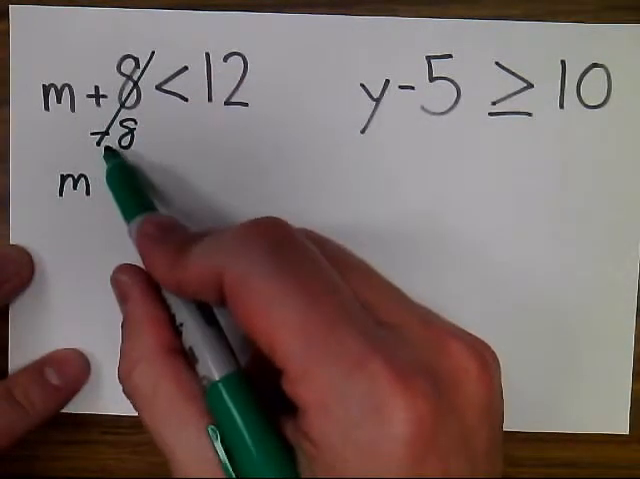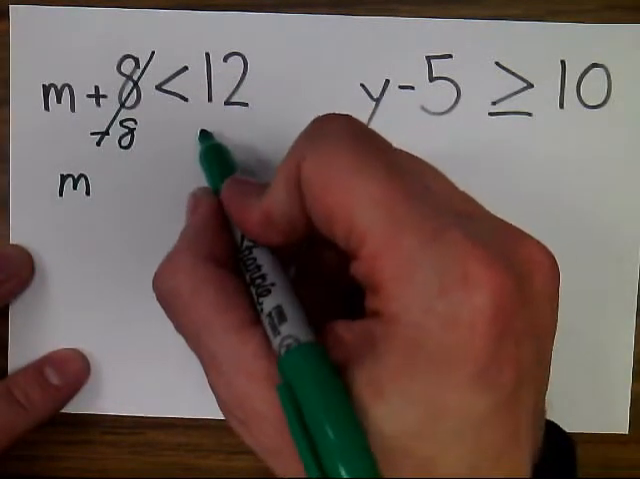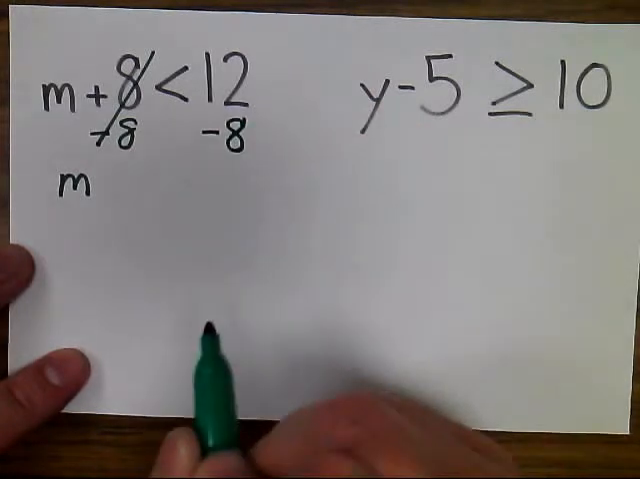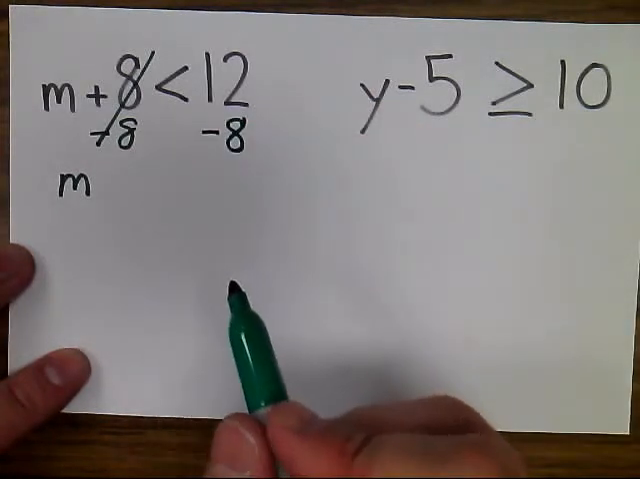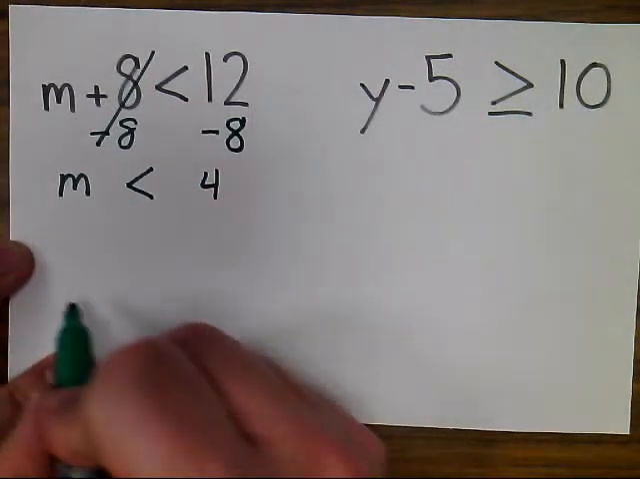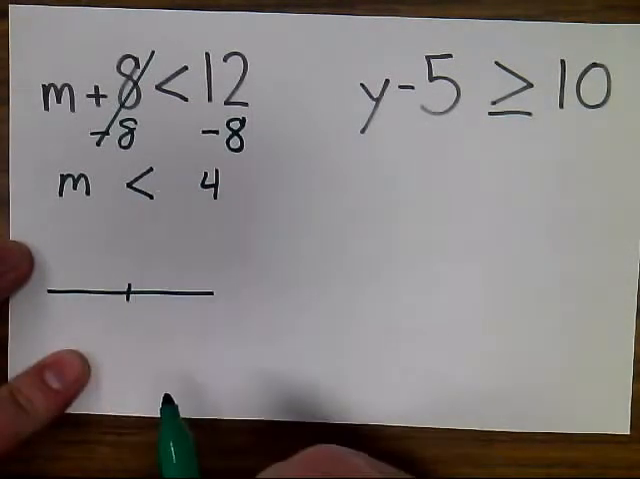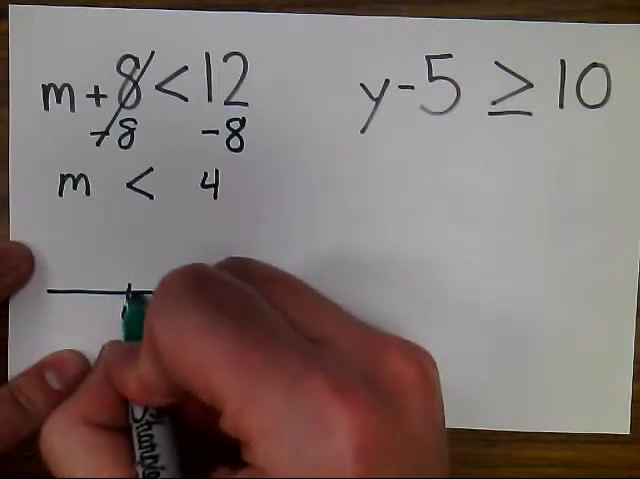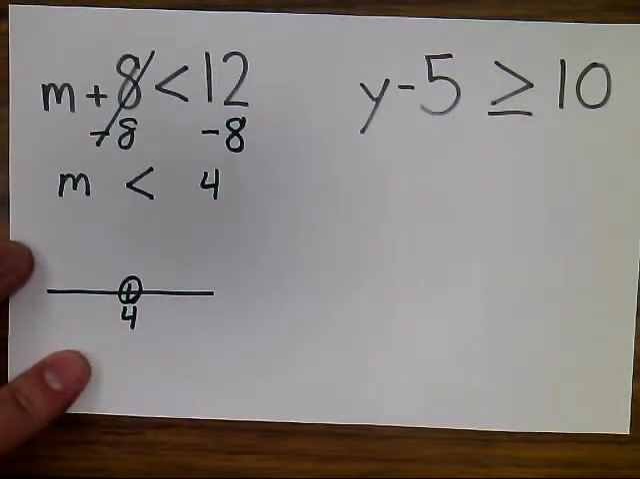Then because I subtracted 8 on this side, I'm going to use my property of equality to state that I should subtract 8 on this side to keep it still the same, or true. And that tells me that m is less than 4. Because I know that m cannot be 4, it's got to be less than 4. I'll still put a circle, but I won't shade in that circle.